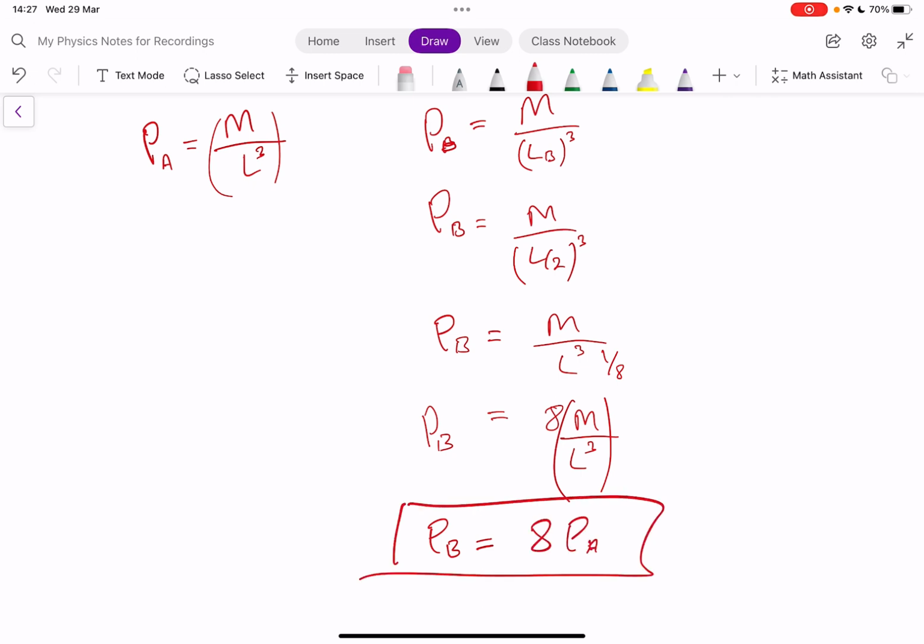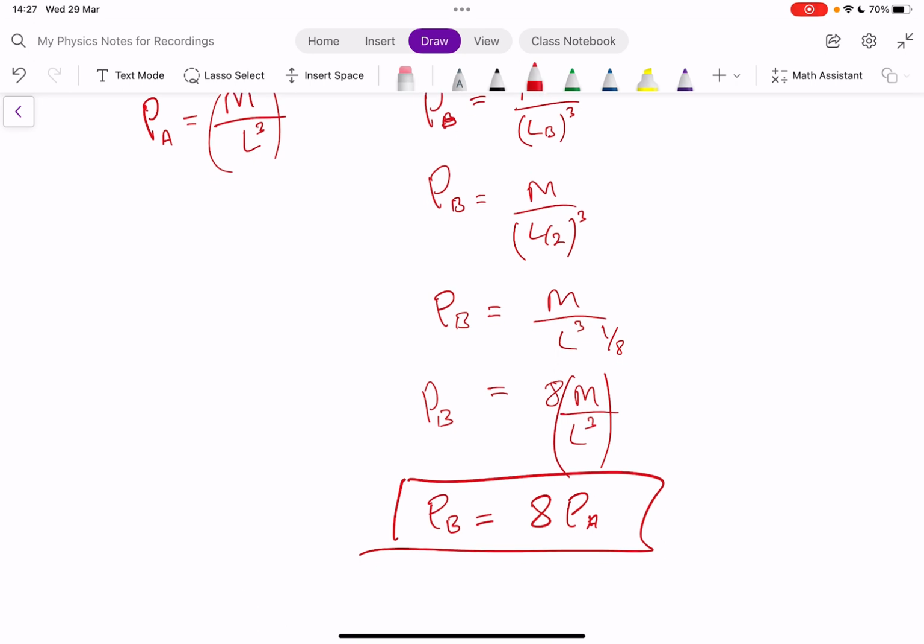And this is our answer. This tells us that rho B is 8 times rho A. In other words, the density of B is 8 times the density of A. So that's one way of doing it. That's not strictly a ratio. That's more doing it by substitution, but it's a very valid way of doing it.